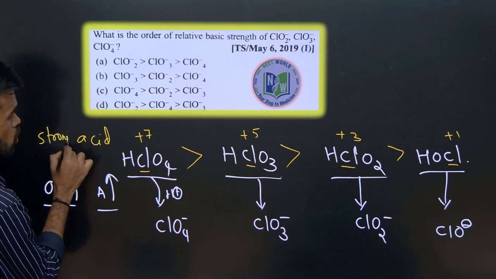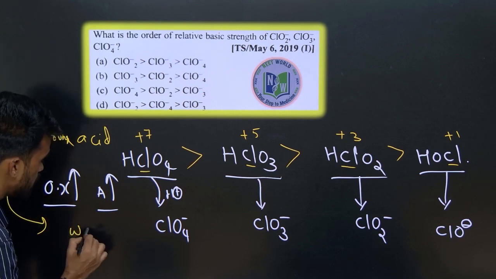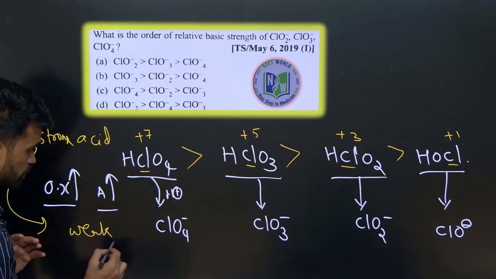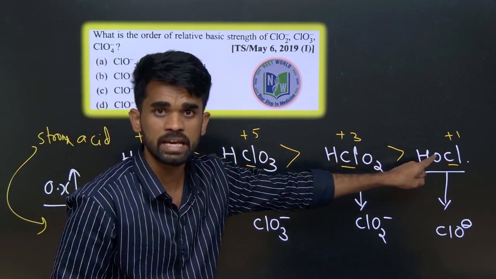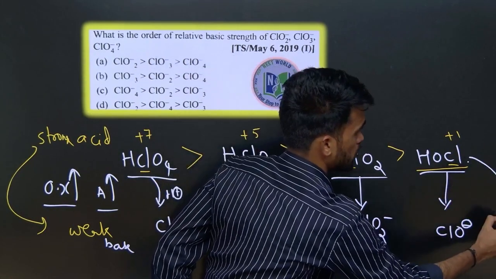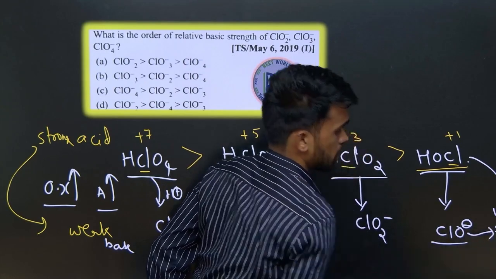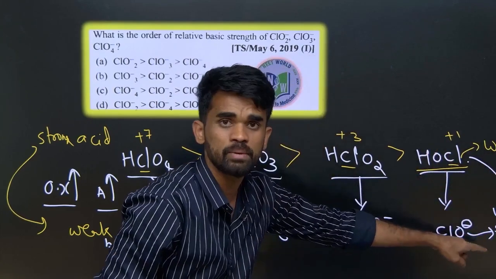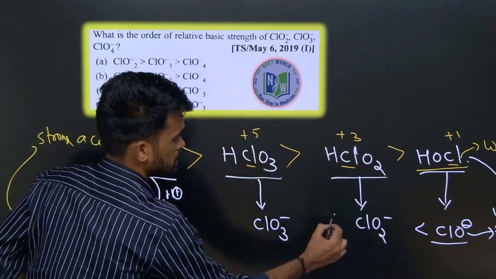So I am saying the stronger acid is this one. If a strong acid is there, then the respective conjugate base will be weak. If this is the stronger acid, the conjugate base will be a very weak base. Strong acid releases weak base. If a weak acid is there, then the conjugate base will be strong. Here it is a weak acid, I am saying, so this will be a strong base. If it is a weaker acid, the respective conjugate base will be stronger. So it means the strong base here is this one, then this, then this.